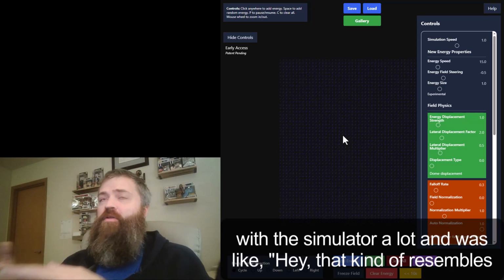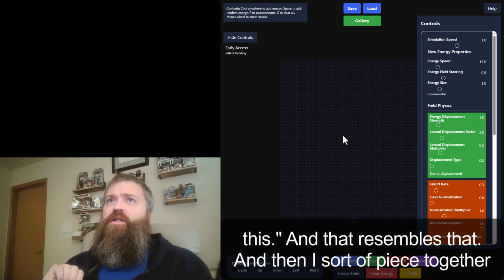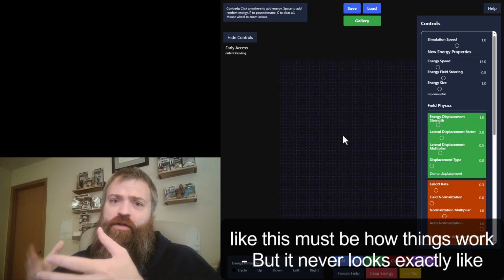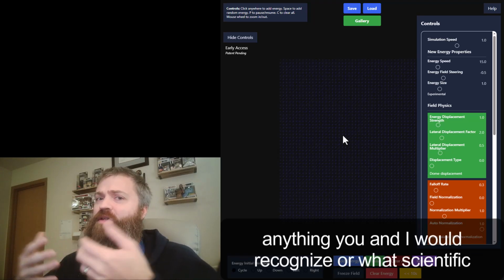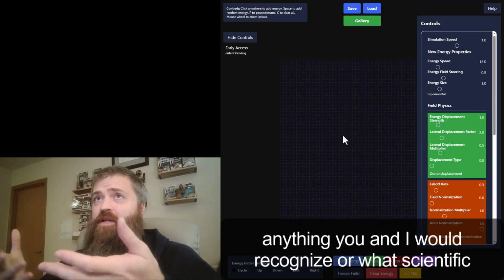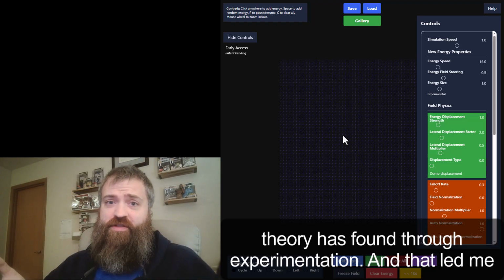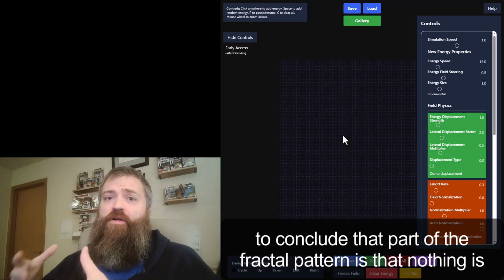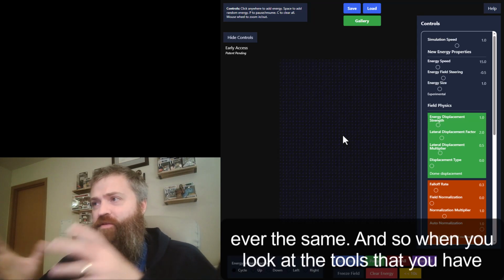I played with the simulator a lot and was like, hey, that kind of resembles this, and that resembles that. And then I sort of pieced together, like, this must be how things work. But it never looks exactly like anything you and I would recognize or what scientific theory has found through experimentation. And that led me to conclude that part of the fractal pattern is that nothing is ever the same.